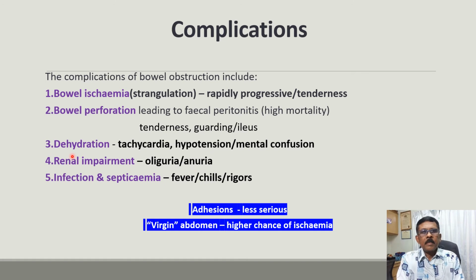Dehydration, with signs such as tachycardia, hypotension, sunken eyes. Then, if there is severe hypovolemia, the patient can go into mental confusion, restlessness, drowsiness. Severe hypovolemia can lead to renal impairment, acute renal failure. So you must monitor the patient's urine output. Watch out for oliguria and anuria. And finally, infection and septicemia.